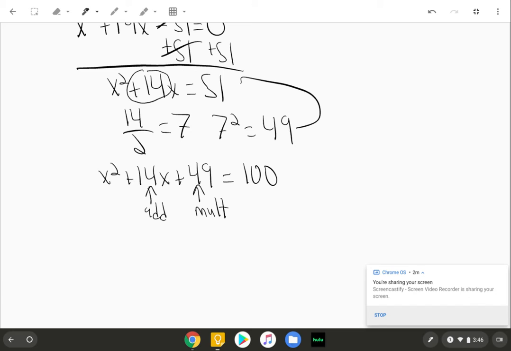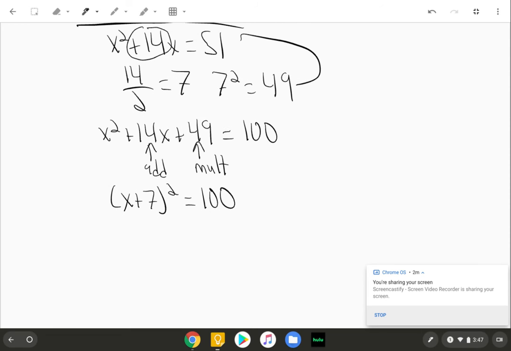There we go. So our add multiply thing: what adds up to 14 and multiplies to 49? That's going to be 7 and 7. 7 plus 7 is 14. 7 times 7 is 49. So my factors are going to be x plus 7 twice equals 100.